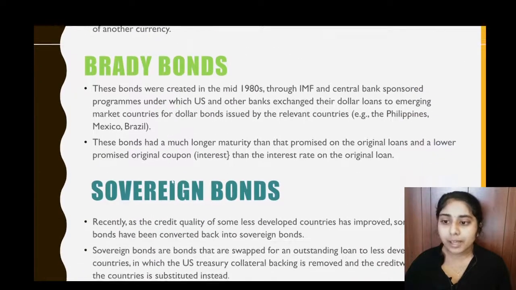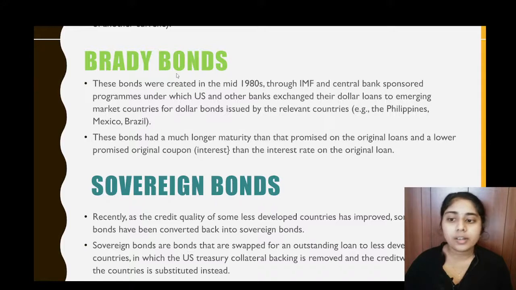Next comes a Brady bond. So what is a Brady bond? These are bonds which were created in the mid 1980s through IMF and central bank sponsored programs under which US and other banks exchange their dollar loans to emerging market countries for dollar bonds issued by the relevant countries, for example Philippines, Mexico, Brazil, etc. These bonds had a much longer maturity than that promised on the original loans and a lower promised coupon than the interest rate on the original loan. So Brady bonds were introduced in the mid 1980s through IMF and central bank sponsored programs, under which US and other banks exchange their dollar loans to emerging market countries for dollar bonds.